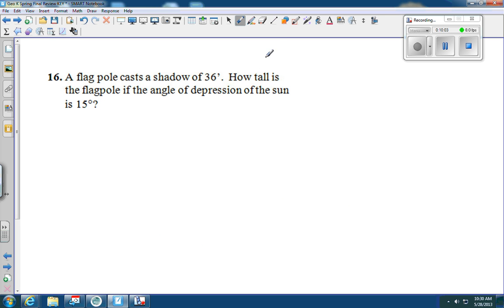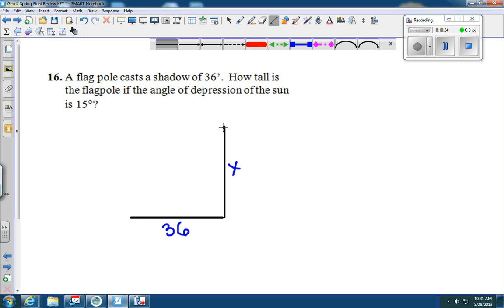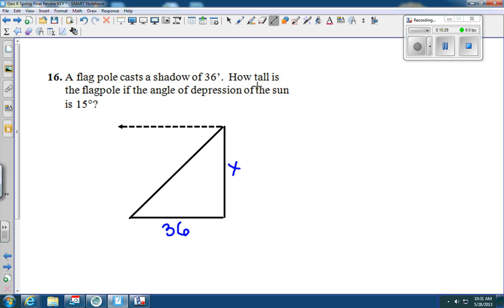All right, 15. A flagpole casts a shadow of 36 feet. So here's my flagpole, here's my shadow. So the shadow is 36 feet. How tall is the flagpole if the angle of depression of the sun, okay, so my angle of depression of the sun is 15 degrees. And again, I can rewrite that down here because they are the same angle.